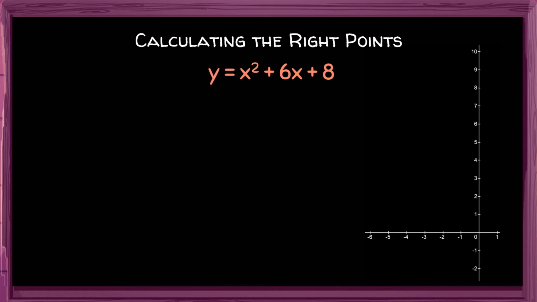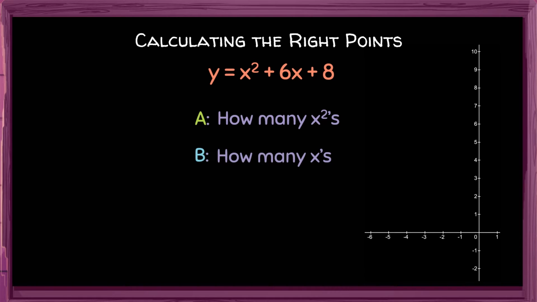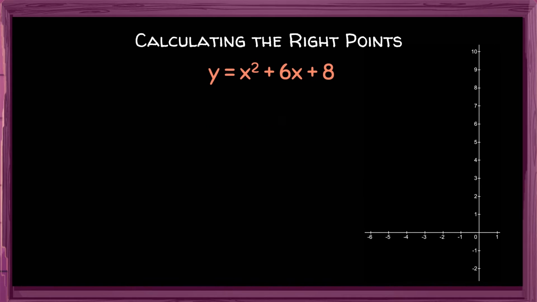Excellent, Tom. When a quadratic equation is in standard form, we say that the amount of x squareds it has is called a, the amount of plain old x's is called b, and the regular number at the end is called c. In our equation, a is +1 because we have just one x squared. b is 6 because that's how many plain old x's we have, plus 6 x's. And c is 8 because that's the regular number at the end of our equation.